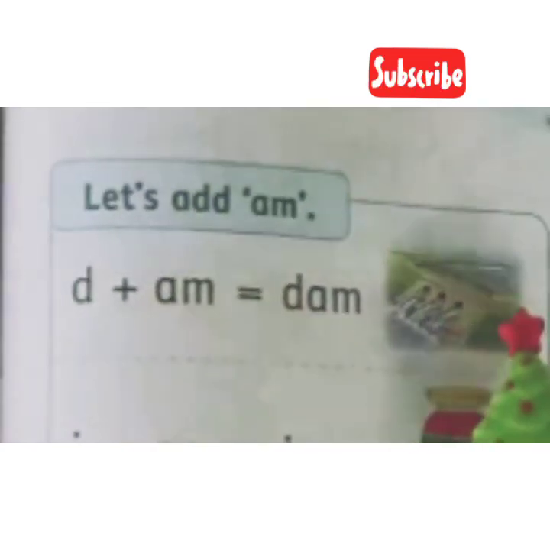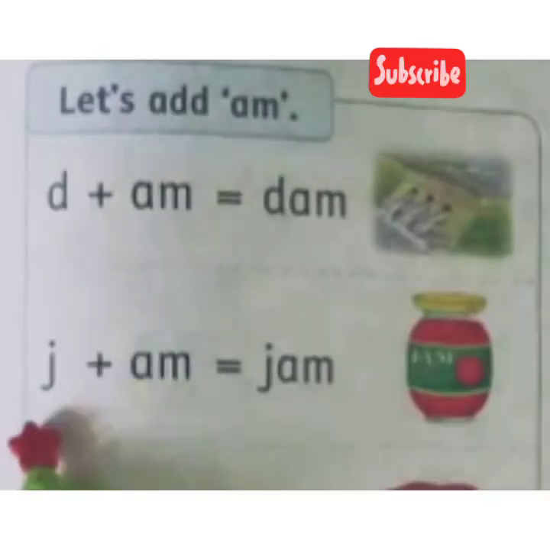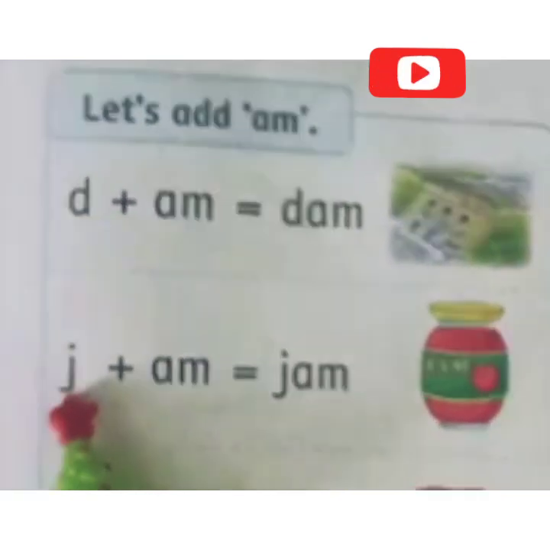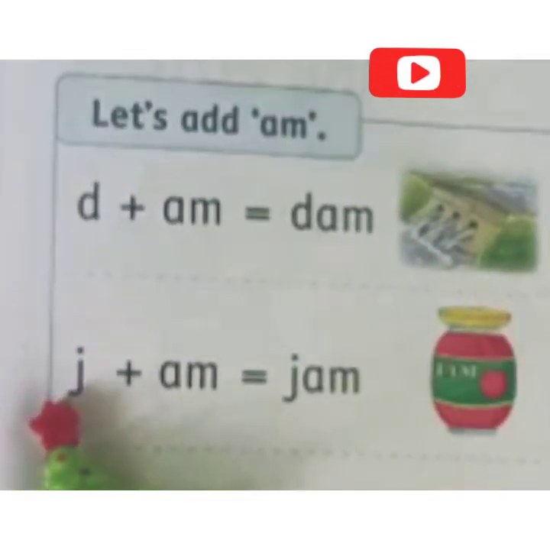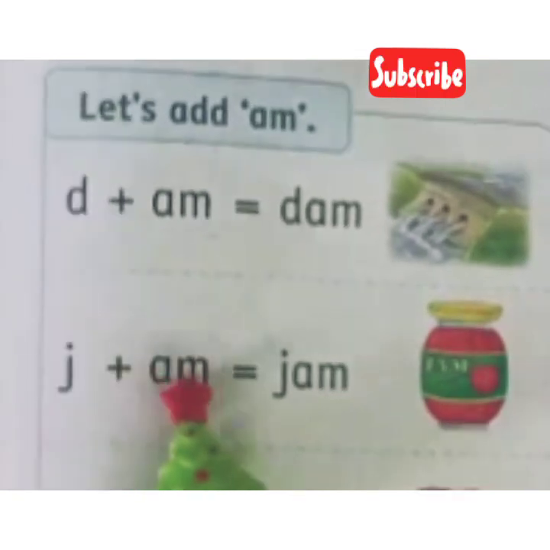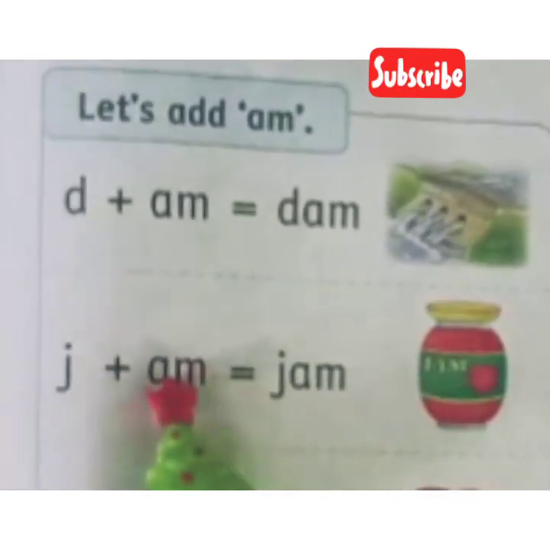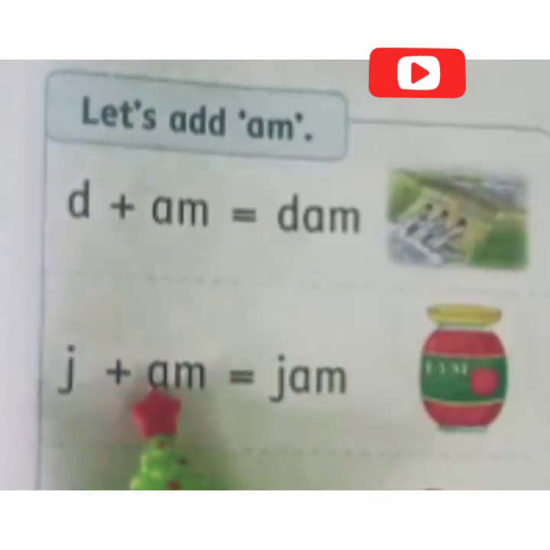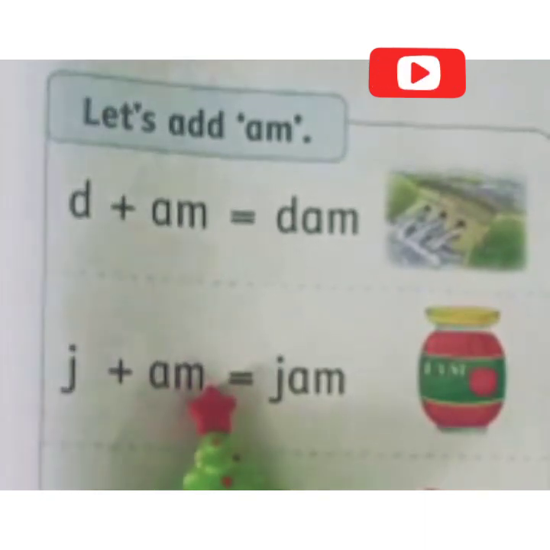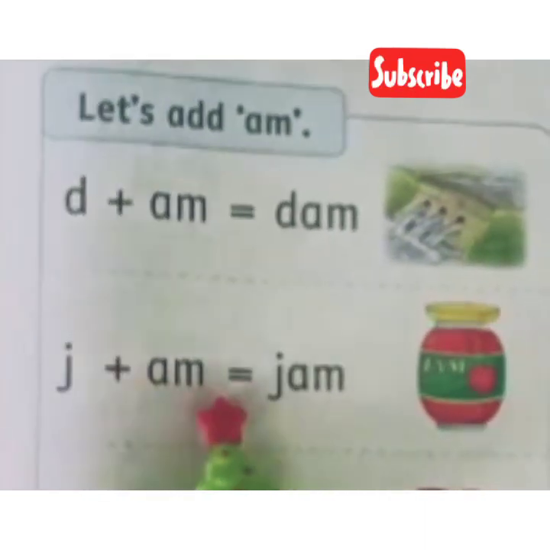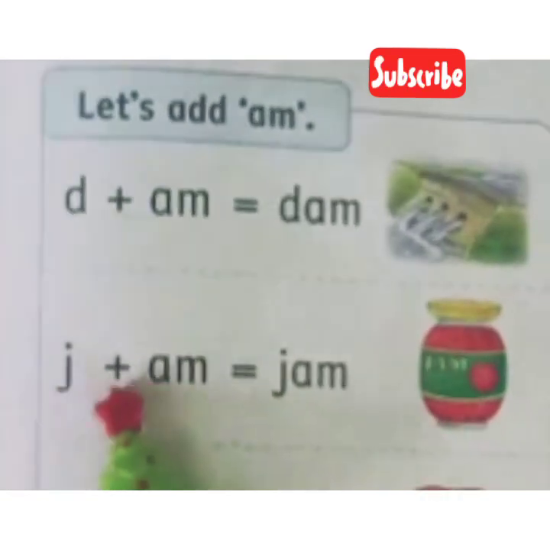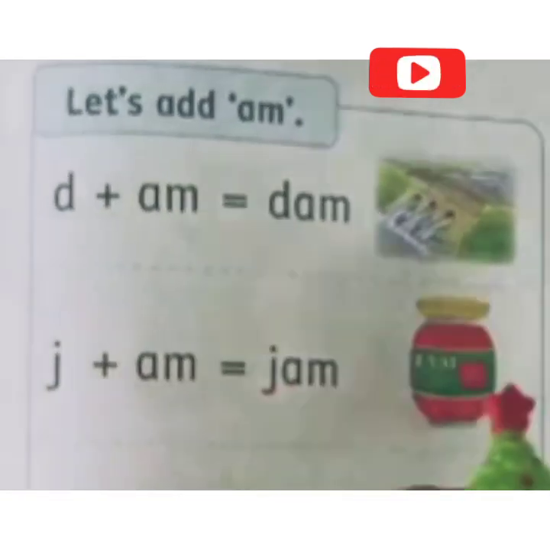Dam means band. This is letter J. J says J. Add A, M, am. A says A. M says M. A, M, am. J, am, jam.